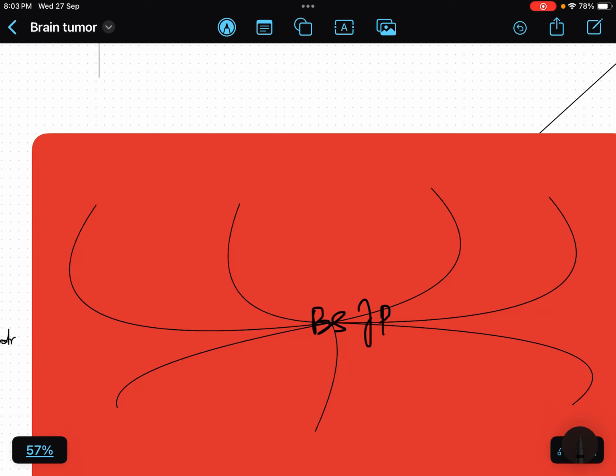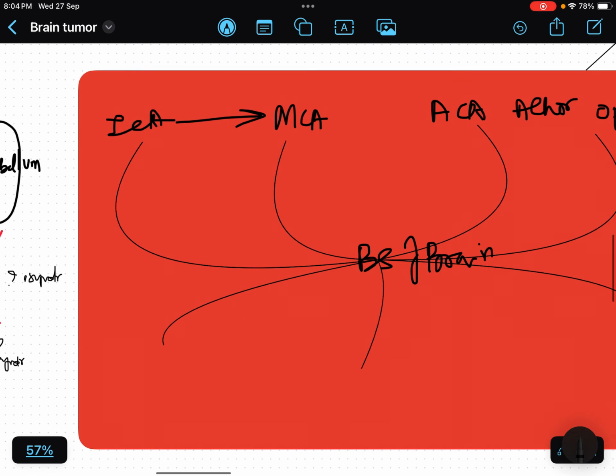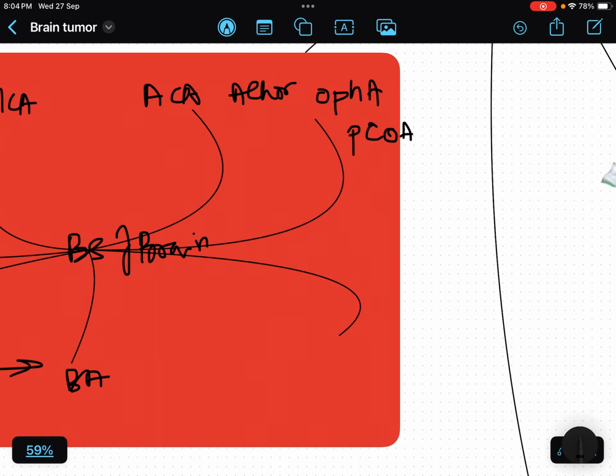Blood supply of the brain will be discussed. It has anterior circulation coming from the ICA, continuing as MCA inside the brain, giving branches: ACA (anterior cerebral artery), anterior choroidal artery, ophthalmic artery, posterior communicating artery. Then we have posterior circulation coming from the vertebral arteries, two vertebral arteries joining to form the basilar artery. It has a terminal branch of posterior cerebral artery.